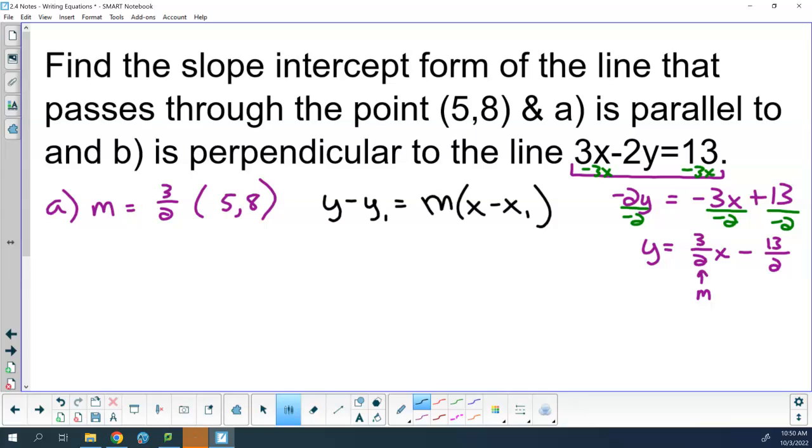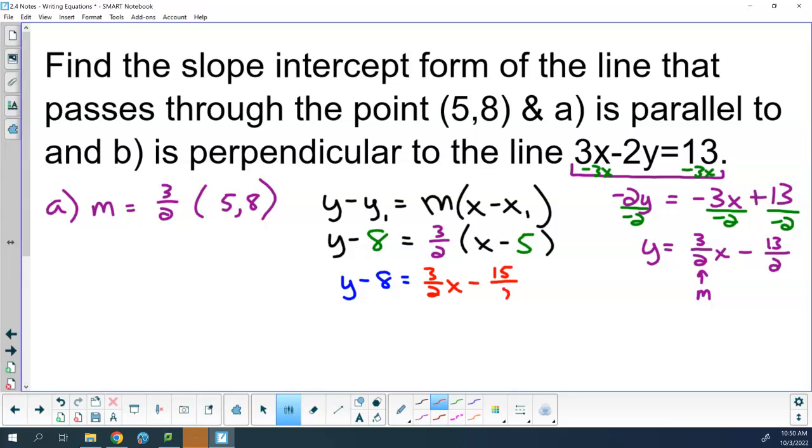Okay? So then that's going to be y minus 8 equals 3 halves times x minus 5. Slope-intercept form, so that's y equals mx plus b. So then this is going to be y minus 8 equals 3 halves x minus 15 halves.